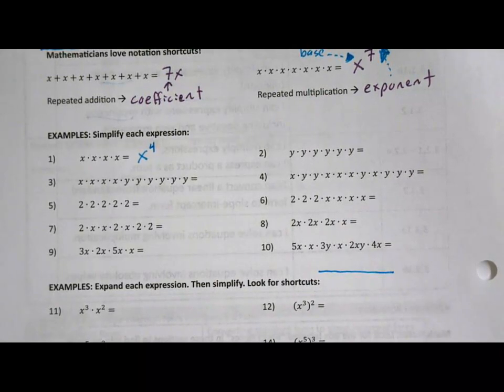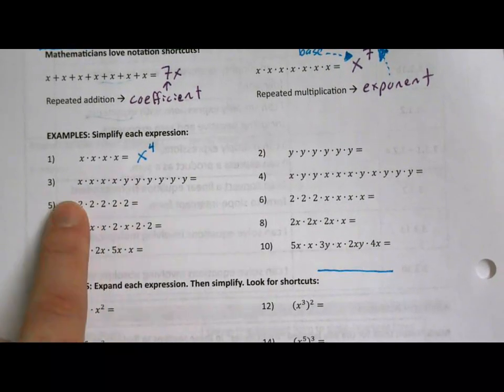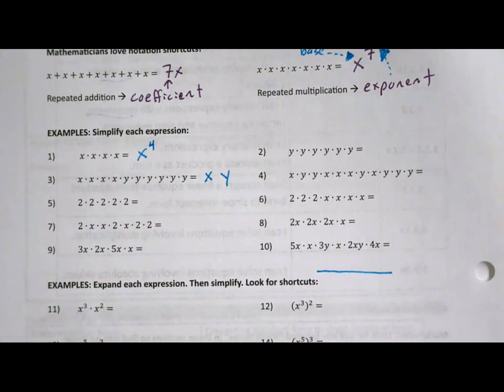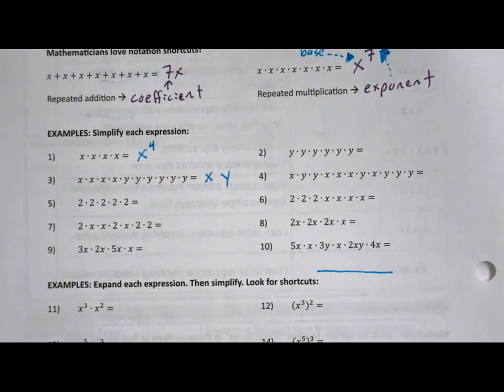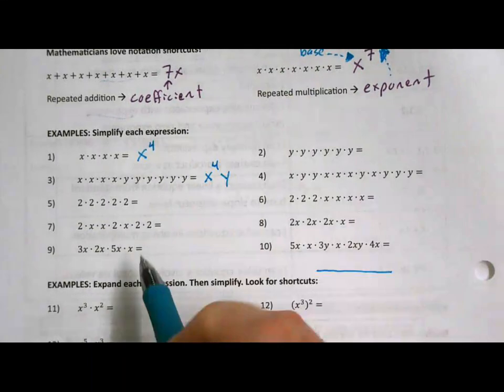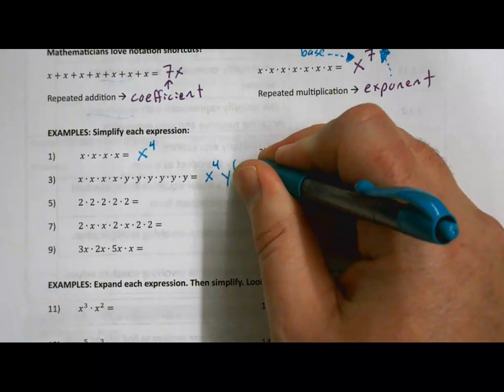I'll do number 3 with you also. This time I'm multiplying 2 different things. I have x's and y's, so I'm going to write an x and a y. We'll put exponents on both of them because we have multiple copies of both. How many x's are there being multiplied together in number 3? 4 x's. 1, 2, 3, 4. How many copies of y am I multiplying together in this one? There's 6 there, so x to the 4th, y to the 6th.